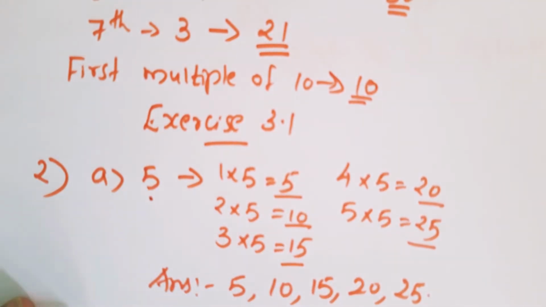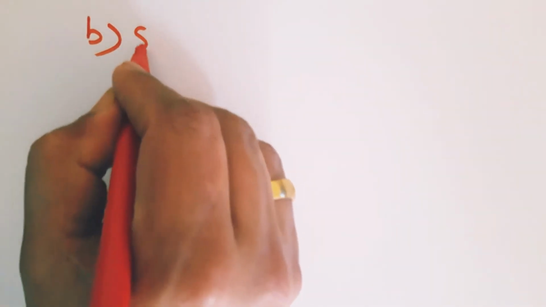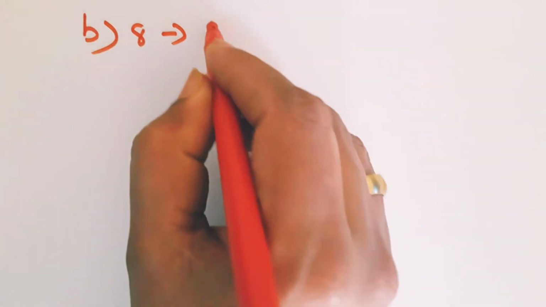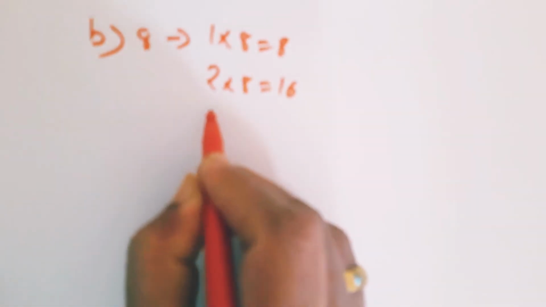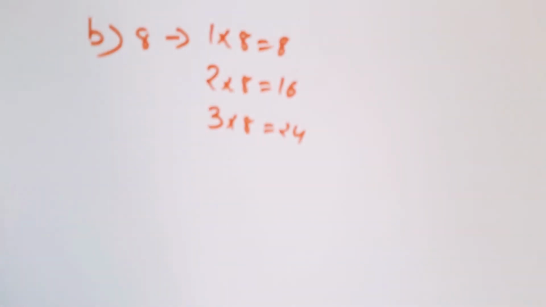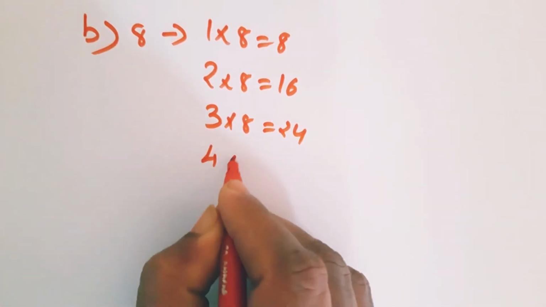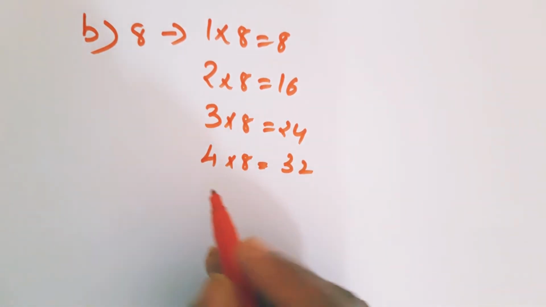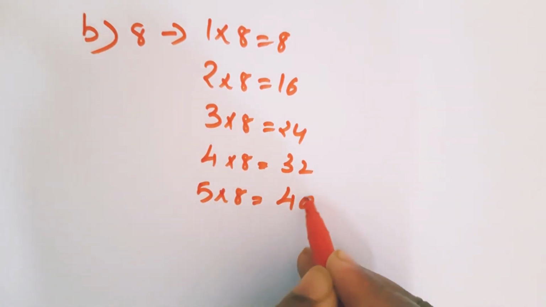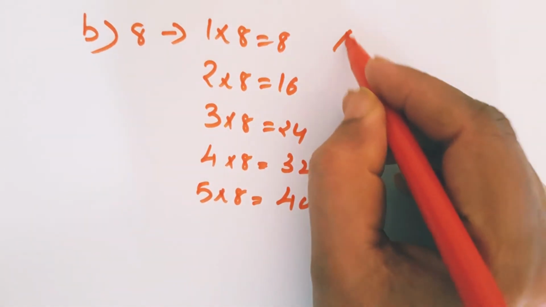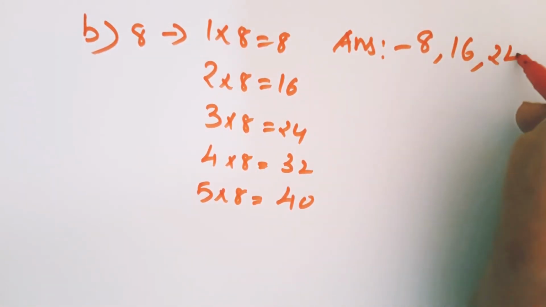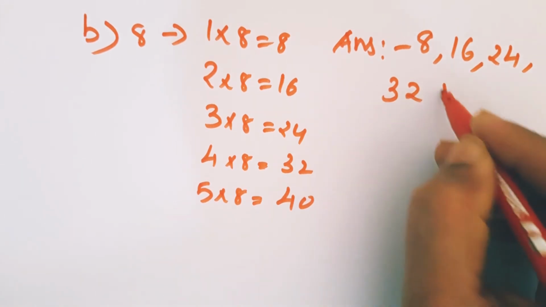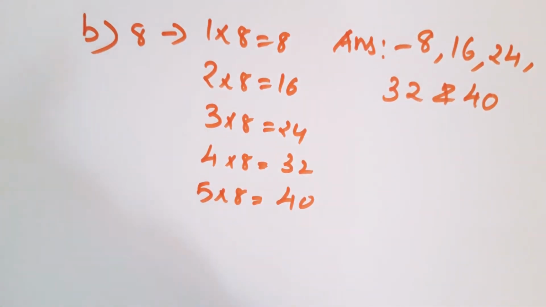Now let's see question B, which is 8. That means the first 5 multiples of 8. 1 into 8 is equal to 8. 2 into 8 is equal to 16. 3 into 8 is equal to 24. 4 into 8 is equal to 32. 5 into 8 is equal to 40. So here we can write the answer: 8, 16, 24, 32 and 40 are the first 5 multiples of 8.